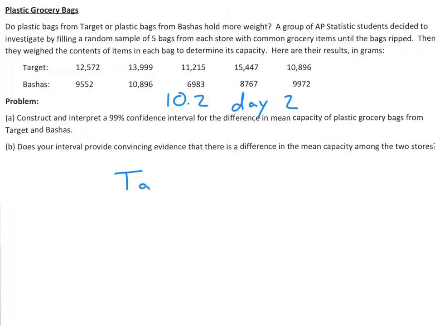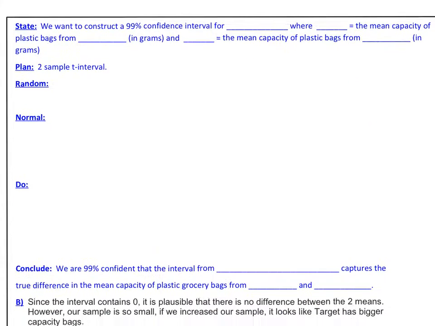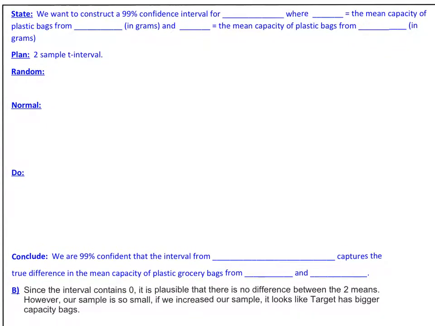Got the context here. I'm going to go Target minus Bosch's, and we were testing basically the average amount of weight it took to rip their plastic bags, to see if we have any evidence that one of those stores or the others uses a stronger bag. So here we are.